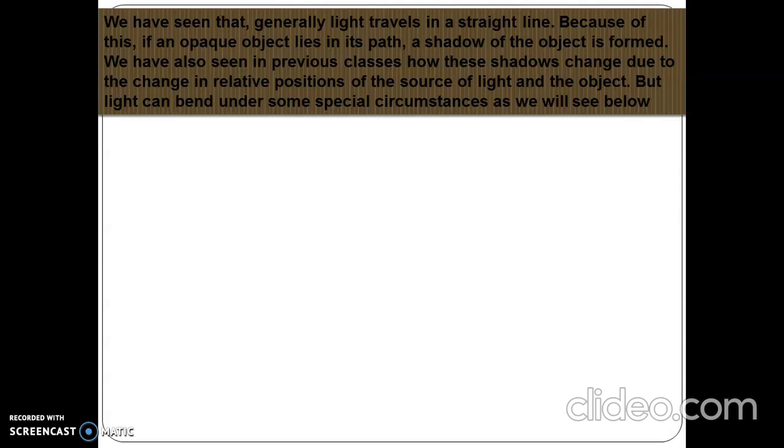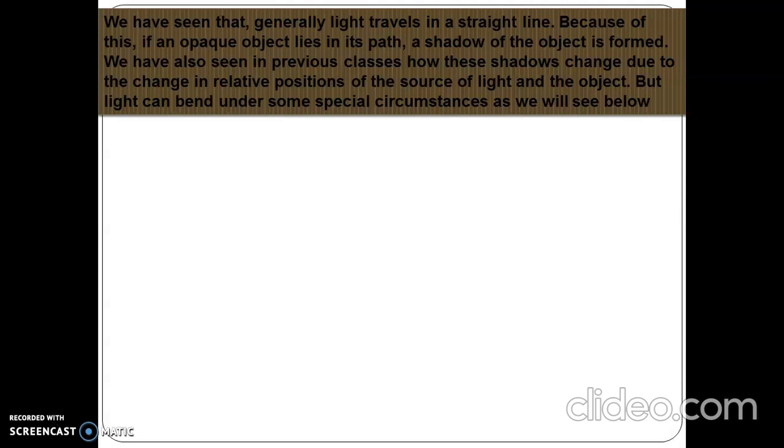We have also seen in previous classes how these shadows change due to the change in relative position of the source of light and the object. That is, in 7th standard we have studied about the shadow that is formed by a point source as well as an extended source. You must be remembering umbra and penumbra, the types of shadow that are formed. But light can bend under some special circumstances, as we see below.